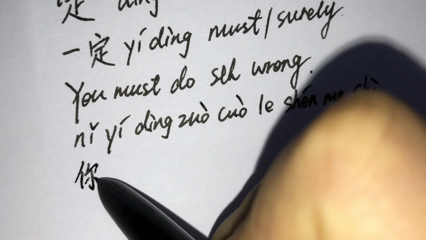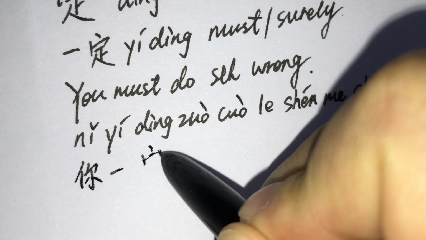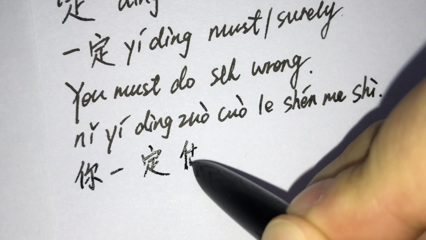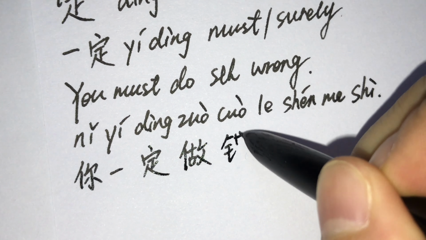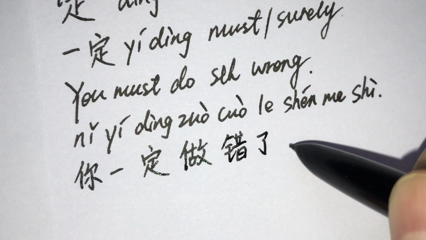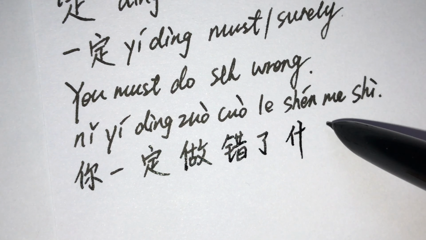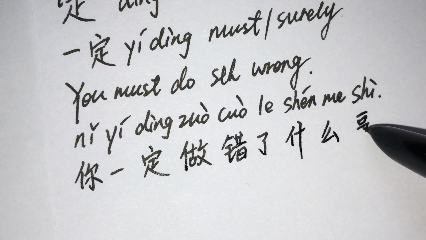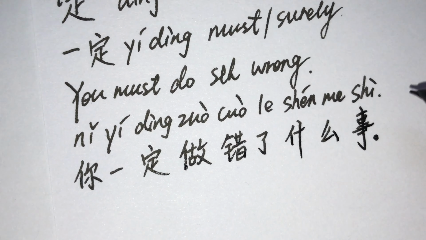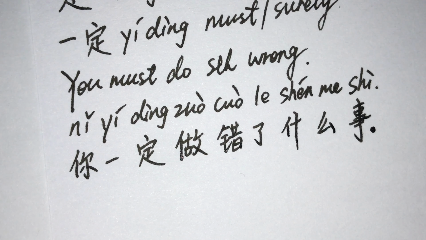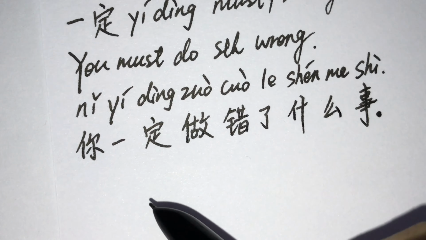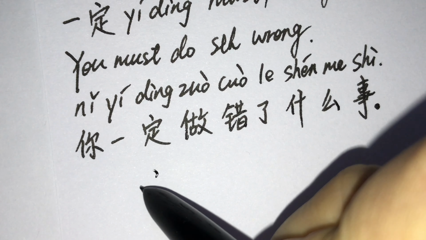你一定做错 wrong 了什么事 something. 你一定做错了什么事。定 in cursive.